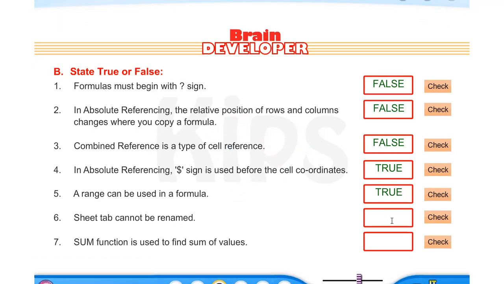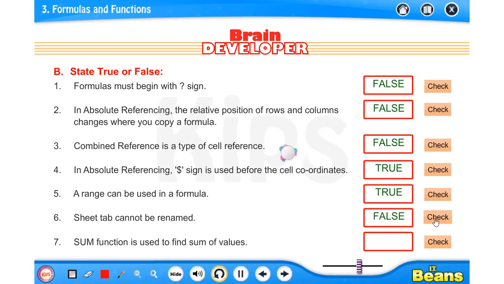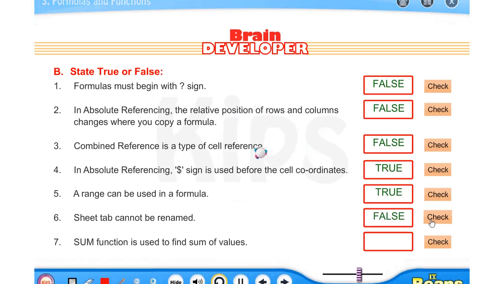Sheet tab cannot be renamed. It can be renamed. So it should be false. We can change the name of sheets. So false will come in it.